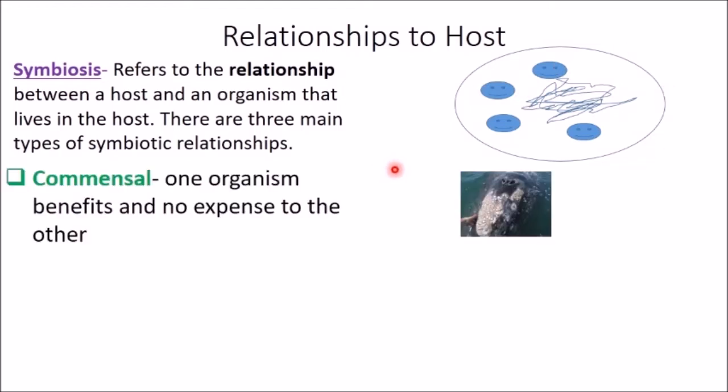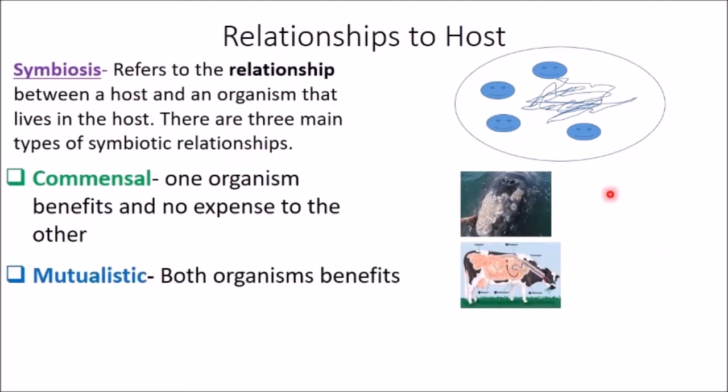So there's a commensal relationship. For example, one organism benefits at no expense to the other. So this is the whale and barnacles. The whale doesn't get anything from barnacles being on its skin, but the barnacles get a lot: they have protection by the whale. They get food, okay? So that's a commensal relationship. One organism benefits at no expense to the other. The barnacles, these little white things.